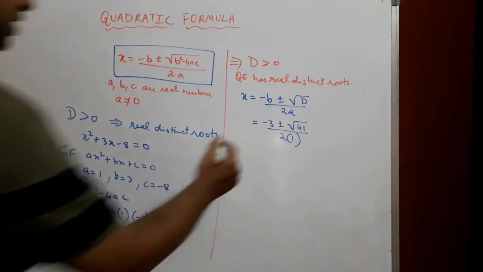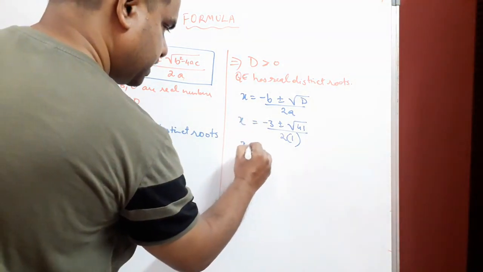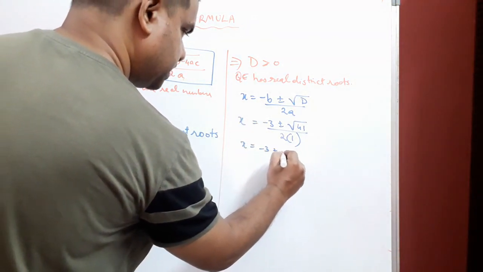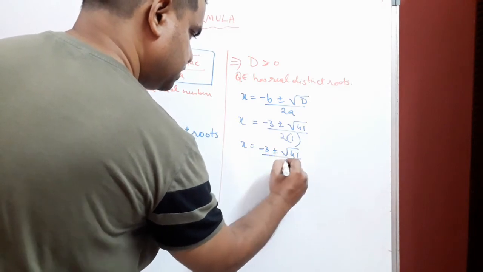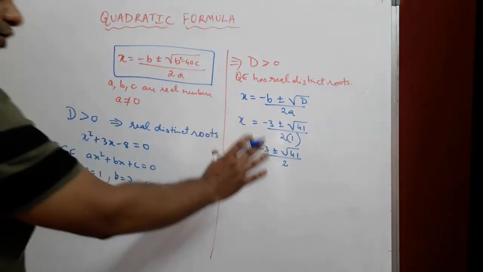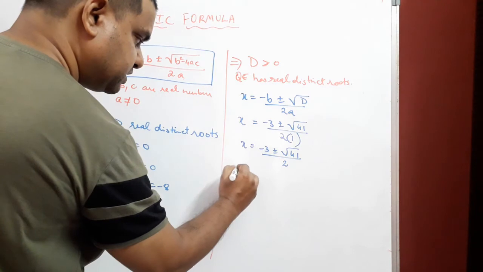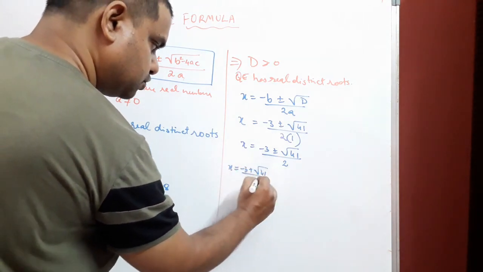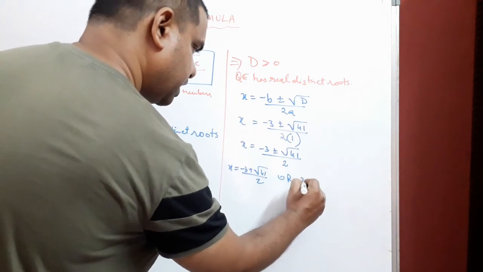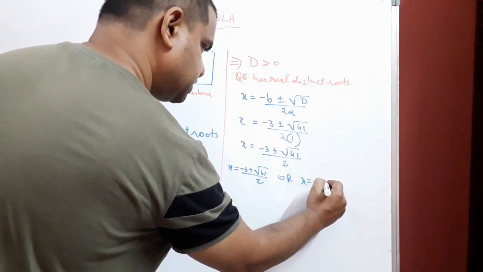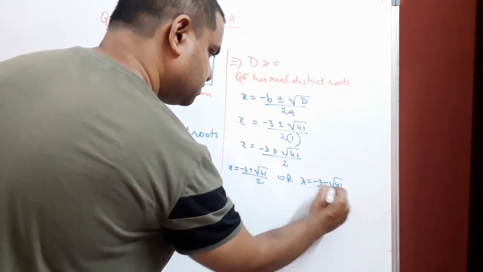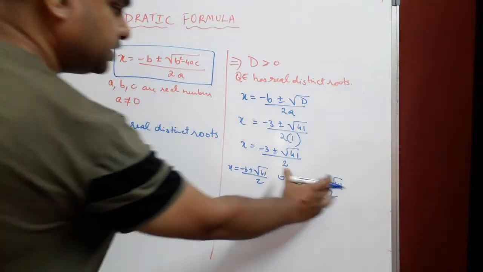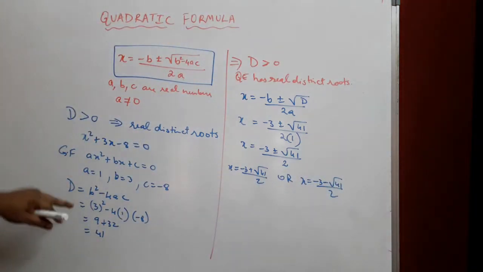This can be further written as x equal to minus 3 plus or minus square root of 41 whole thing upon 2, which means we have got two roots now. x can be equal to minus 3 plus square root of 41 upon 2, or x can be equal to minus 3 minus square root of 41 upon 2. These are the two distinct roots of this quadratic equation, x square plus 3x minus 8.